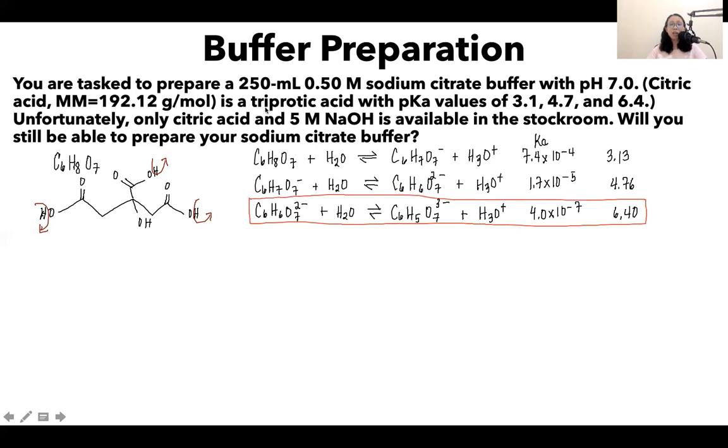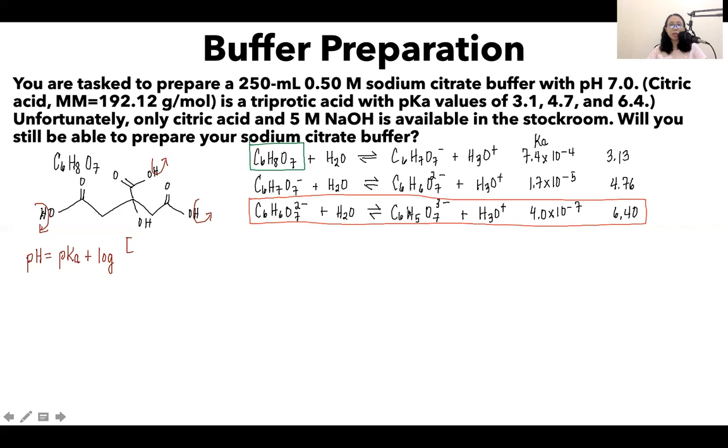But again, the available reagent is citric acid. So the one with 3 protons still intact. So how do we do this? Again, we are preparing a buffer. So we will use our Henderson-Hasselbalch equation. So let's write it again. So just write it. Don't get tired of writing your equations. It's a practice.